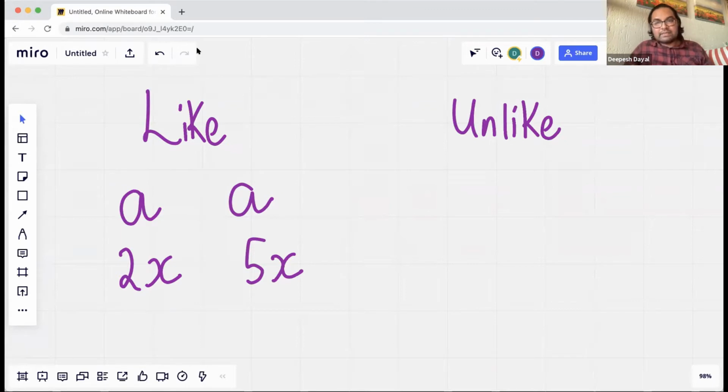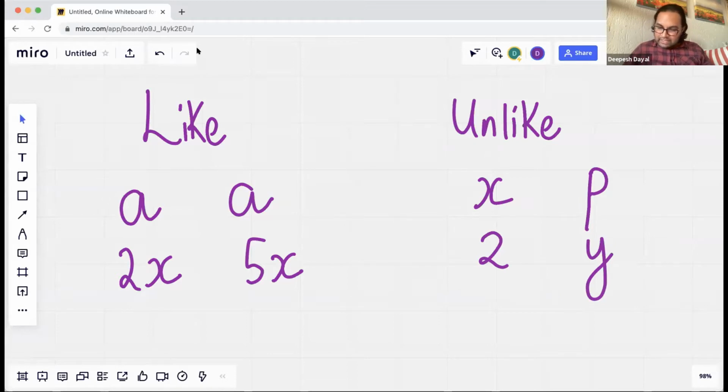So like terms are terms that are the same, whereas unlike terms are terms that are not the same. So if I have something like x and p, those are terms that are not the same. Or if I have terms like, say, it can even be a constant, maybe say 2 and y, these are not the same, they're unlike. Okay, so it doesn't really matter when you have what we call a coefficient in front of the terms.